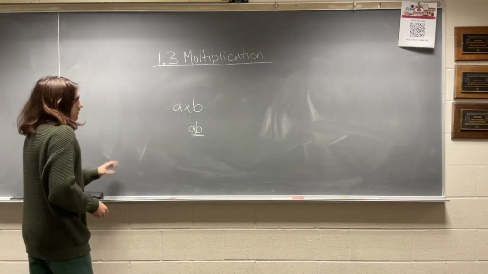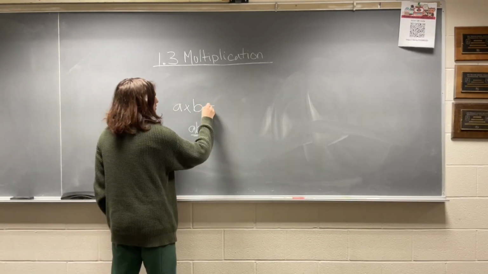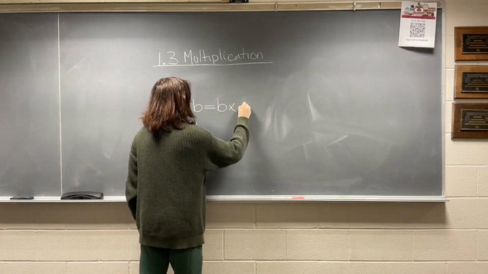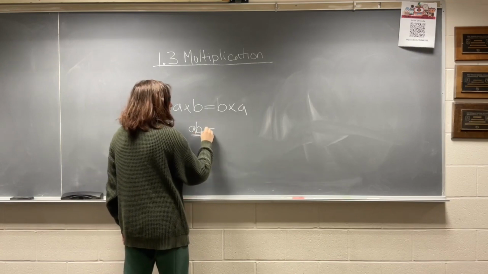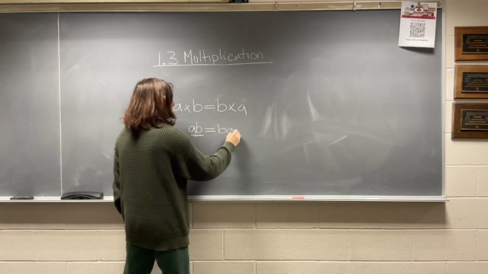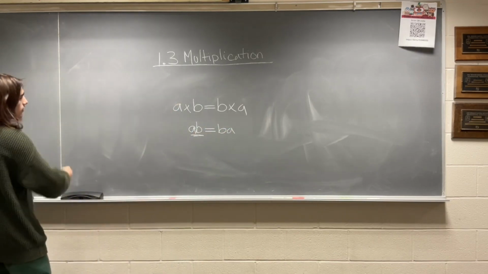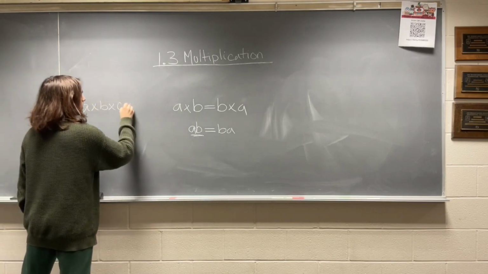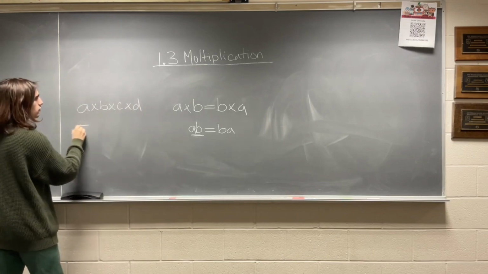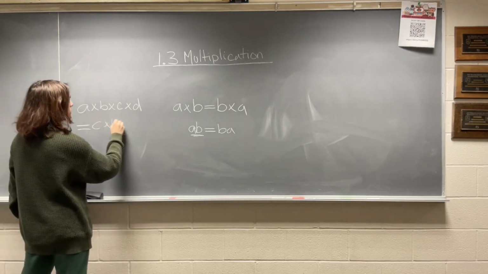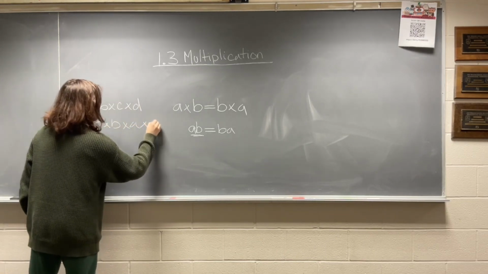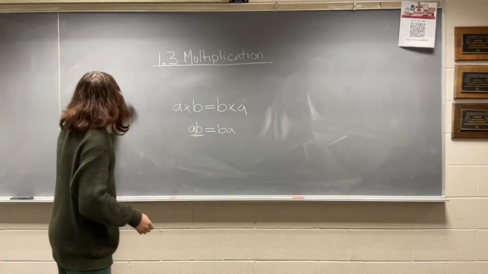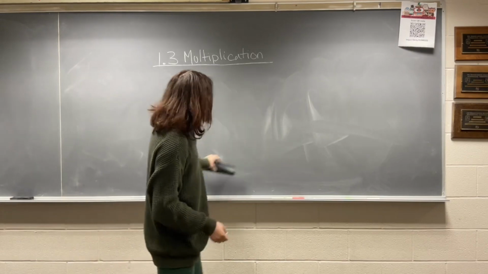But this also means that A times B is equal to B times A, or AB is equal to BA. And this can apply for any number of these things. You can have A times B times C times D equal to C times B times A times D, because at the end of the day, you're going to have these all being multiplied in the same sort of fashion.